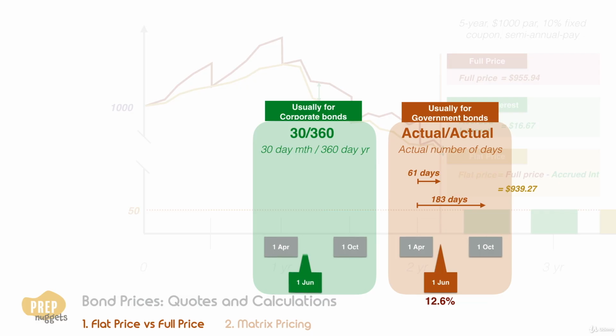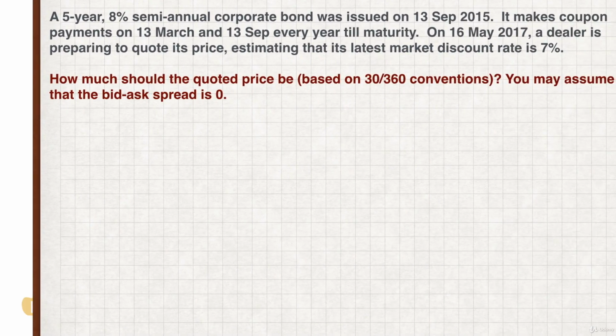So using the same example, we would calculate 2 times 30, which is 60 days, between 1st of April and 1st of June. Assuming 30 days per month, there are 180 days between the coupon dates. Let's work on an example using the 30/360 method.